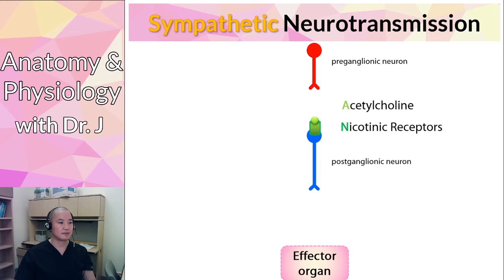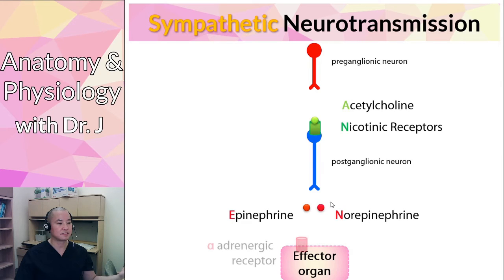At the synapse between a preganglionic and postganglionic neuron, the preganglionic neuron releases the neurotransmitter acetylcholine, chemically the same as the acetylcholine in the neuromuscular junctions. And then it binds to a different type of receptors. These are called nicotinic receptors, located on the membrane of a postganglionic neuron. So this is going to depolarize the postganglionic neuron, and it is going to release its own set of neurotransmitters. Depending on the tissue, it can release either epinephrine or norepinephrine, or sometimes both.